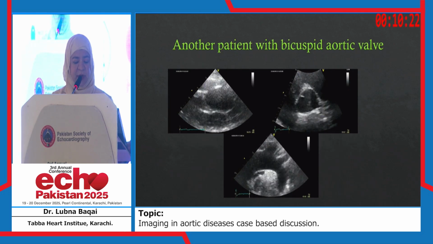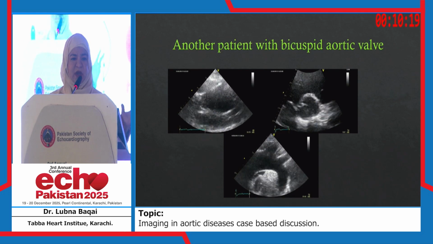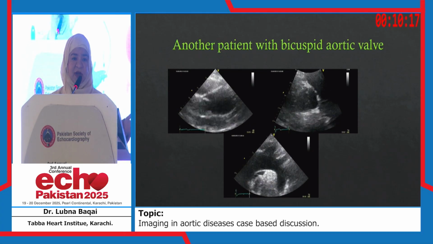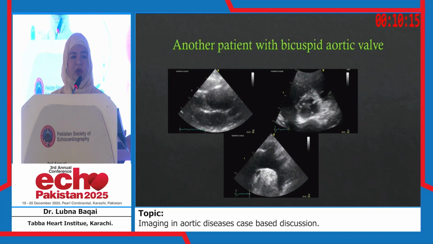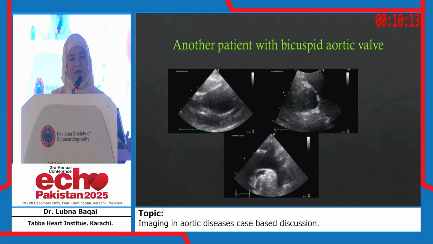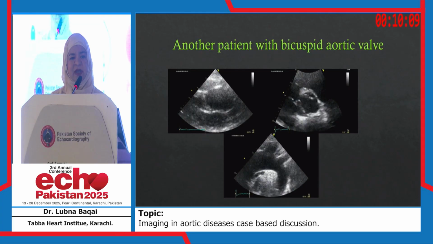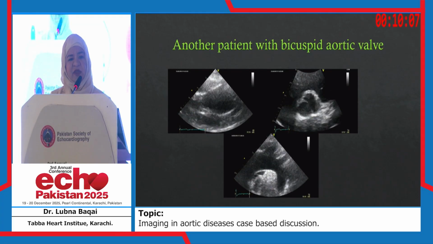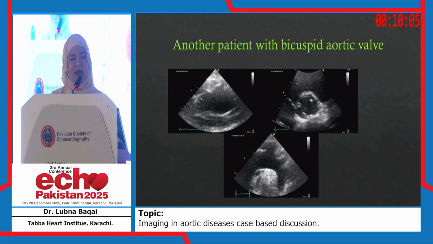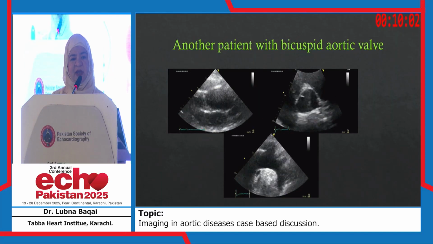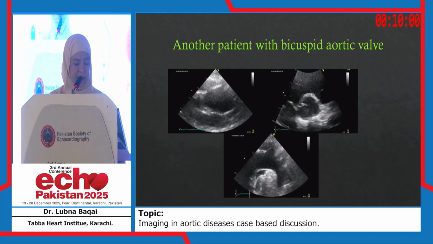Another case of a bicuspid aortic valve, but the valve is moving normally, with no significant stenosis, and only the aorta is aneurysmally dilated. So in the bicuspid valve, you can have a dilated aorta in the presence or absence of aortic stenosis. In the bicuspid valve and hypertensive heart disease, the ascending aorta is usually the main part of the aorta that is dilated.